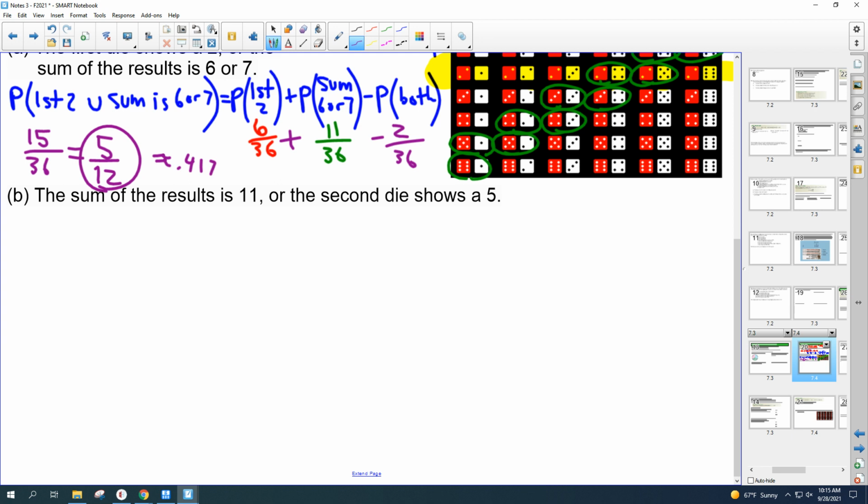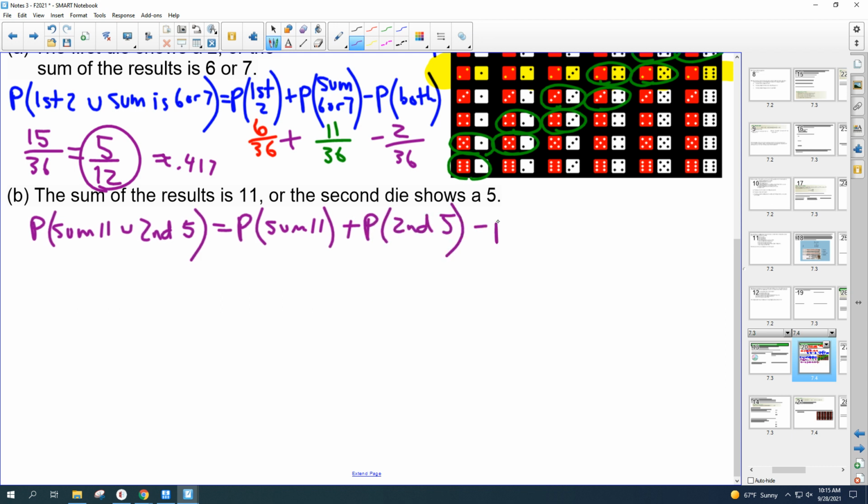Sum of the results is 11, or the second die shows a 5. So probability that the sum is 11, or the second one is a 5. So again, using the union rule, sum 11 plus second is 5, minus probability of both.